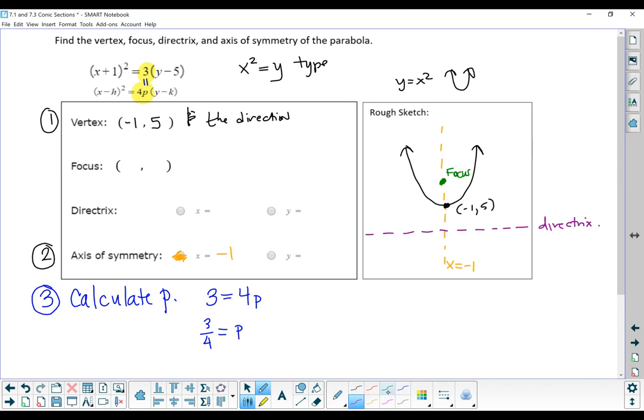So finding the focus first, remember p is telling me how far away from the vertex the focus is. So it's 3/4 above. So that point is going to be the same x value. It's right on the axis of symmetry, so it's going to be a -1 x value. But the y value is 3/4 above the vertex. And so 5 plus 3/4 gives me a y value of 23/4. And if I were you, I would keep that in fraction form, and you can use your calculator to add 5 plus 3/4. So that would be our focus.